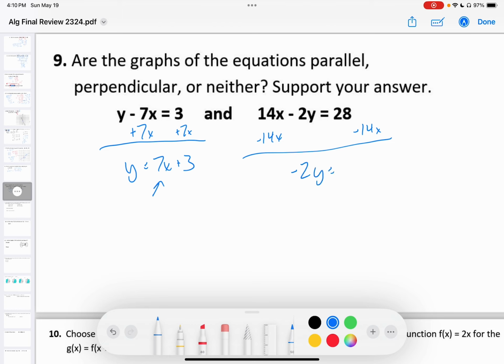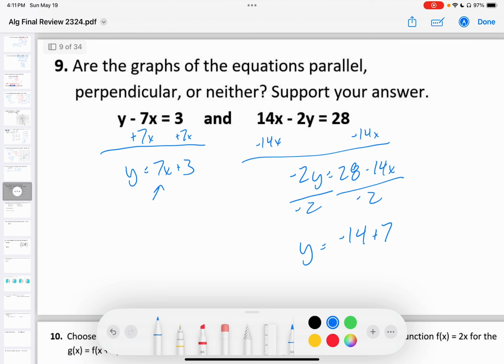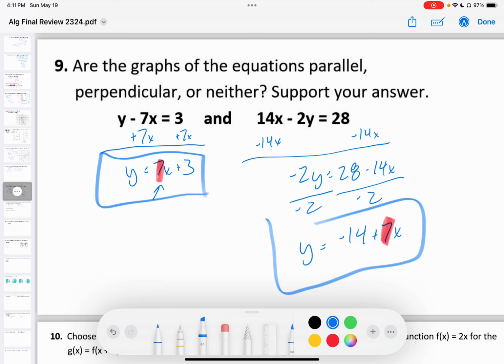So this one I'm going to subtract 14x. I've got negative 2y equals 28 minus 14x. I'll divide by negative 2. Y equals negative 14 plus 7x. So, again, if we look at our slopes, I've got a 7 and a 7. They're both in y equals form. So if the slopes were the same, they're parallel, which they are. If they were perpendicular, we would be seeing a 7 and negative 1/7. Again, opposite signs and reciprocals. 7 over 1 becomes 1 over 7.